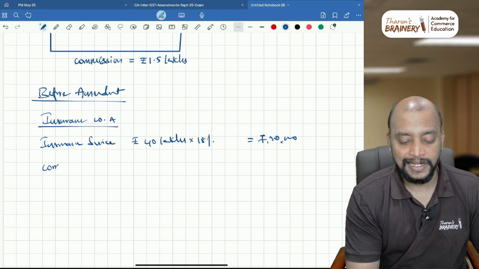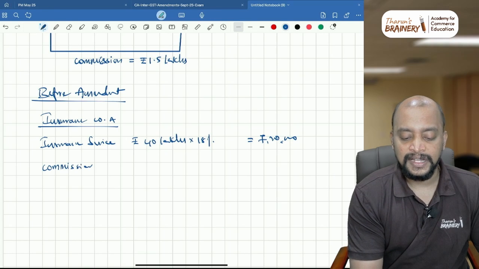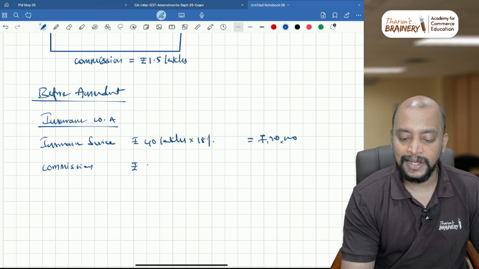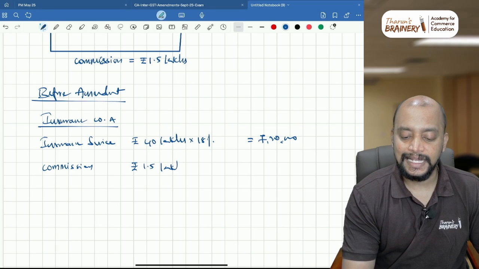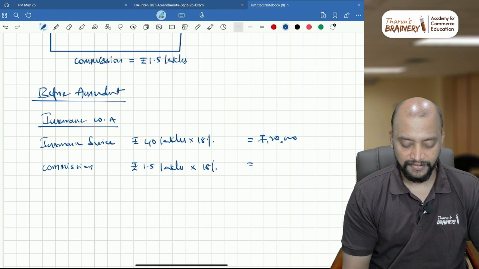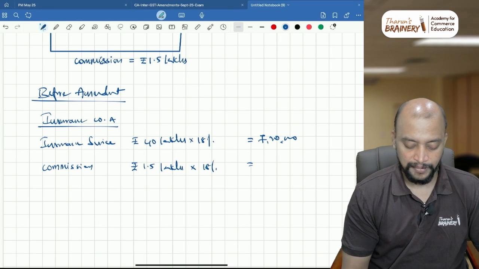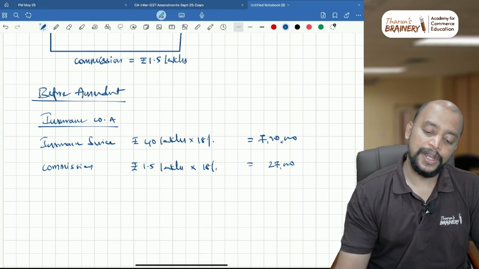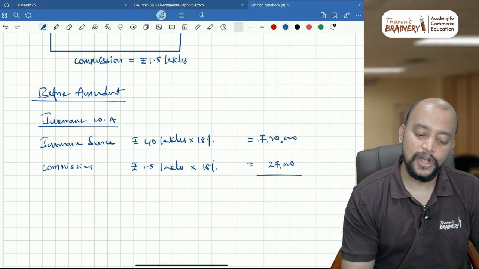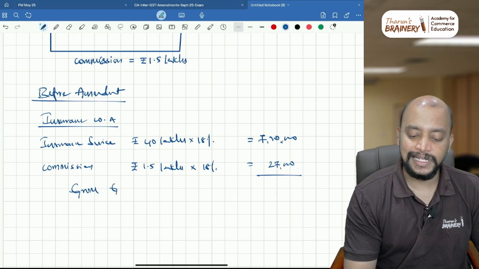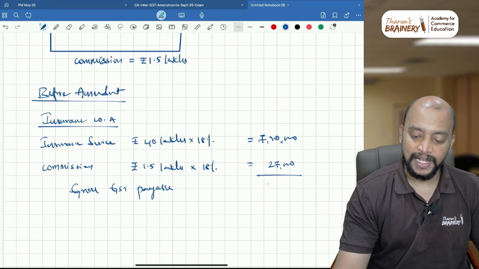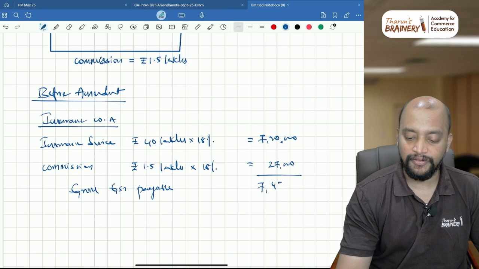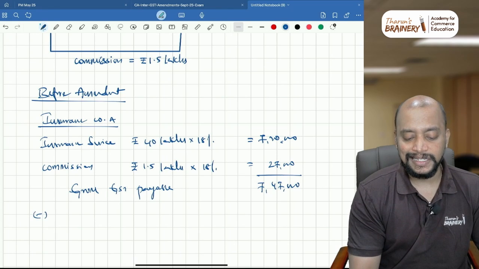Thereafter, they are also receiving commission. So what is the commission that they are getting? 1.5 lakhs they are receiving as commission, into 18%. So 1,50,000 into 18% comes to 27,000. This is their gross liability, gross GST payable: 7,20,000 plus 27,000, that is 7,47,000, minus ITC.